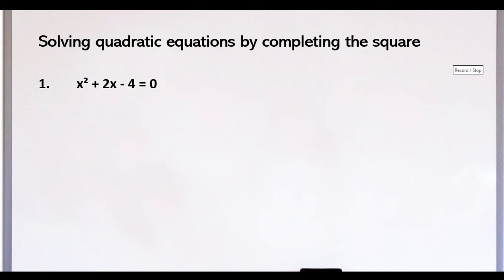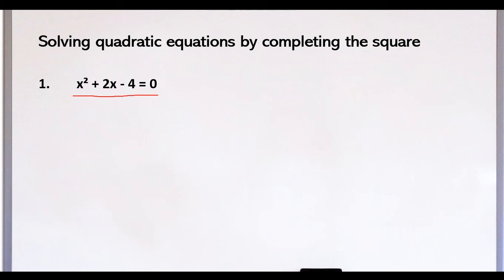Solving quadratic equations by completing the square. If you cannot solve the quadratic equation using the first two methods, which are extracting the square root or factoring, you can use this method, since this is also referred to as the mother of all methods in solving any quadratic equation. Our given problem here is x squared plus 2x minus 4 equals 0.